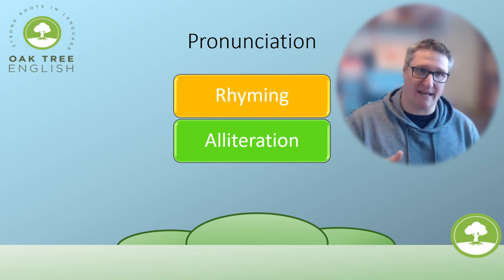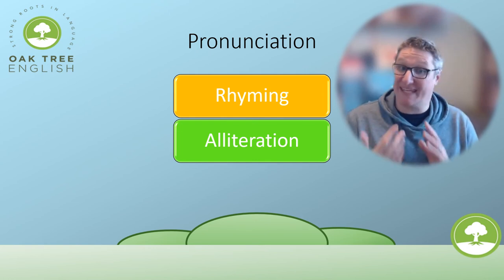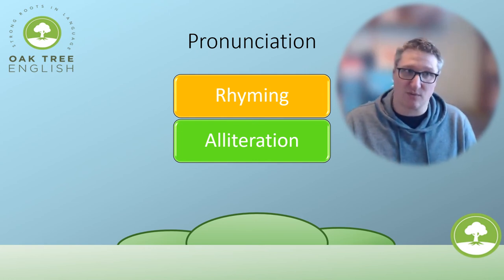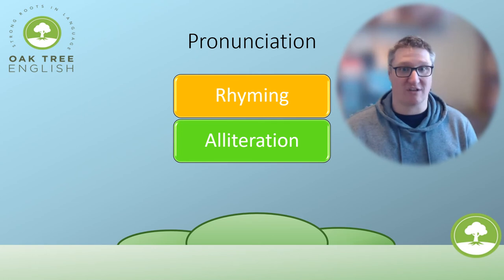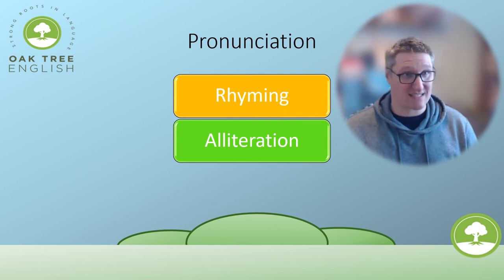Alliteration is the other end. It's where you've got two words that begin with the same sound. Rhyming ends with the same sound, and alliteration begins with the same sound. So think about rocky road. It's a rocky road to get there. Big business. Kissing cousins. Same sound, notice, not necessarily the same letter.